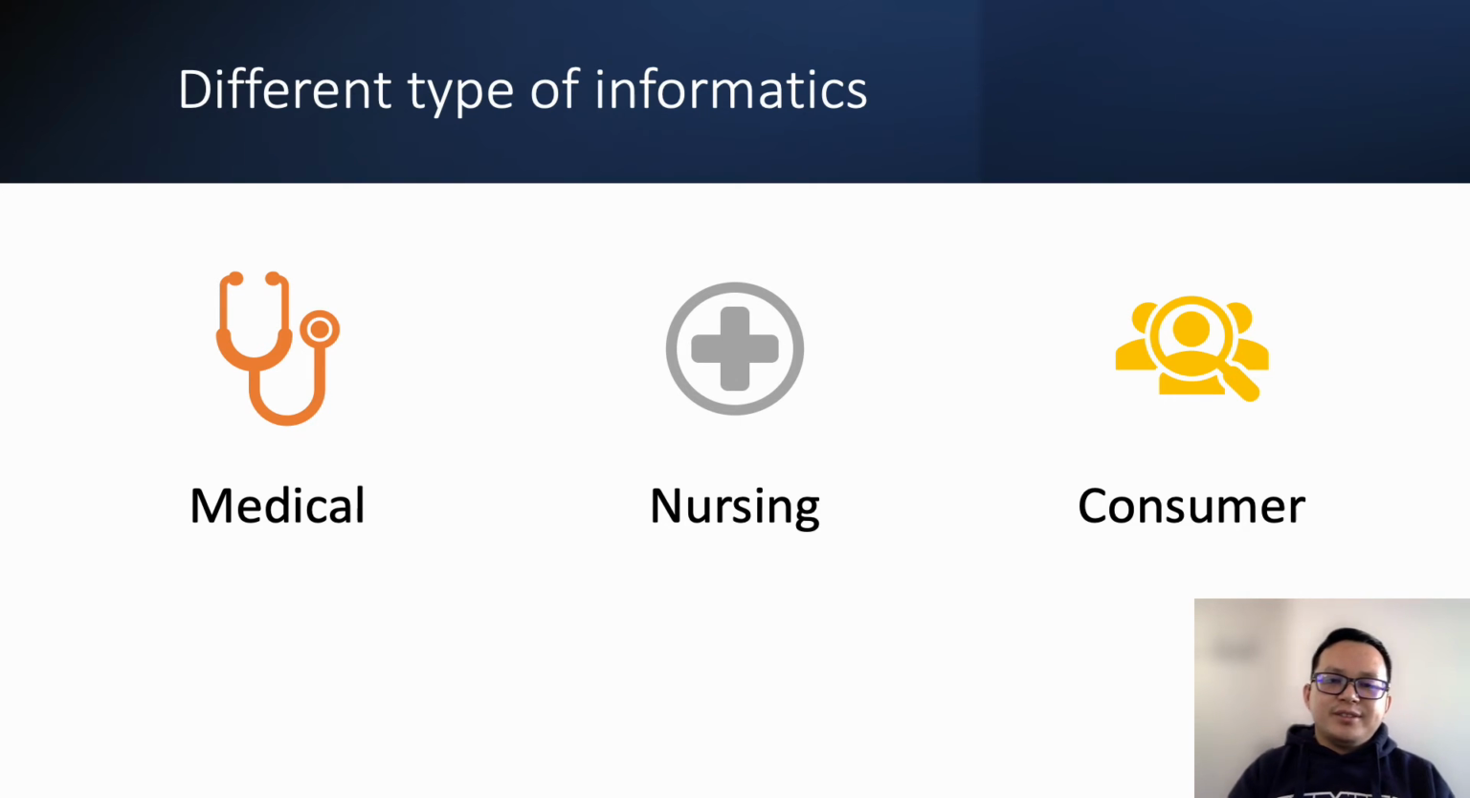The third type of informatics is consumer informatics. According to AMIA 2007, the branch of medical informatics studies the use of electronic information and communication to improve medical outcomes and the healthcare decision process from the consumer's perspective. So medical, nursing, and consumer. So we are in the middle, okay? We study nursing informatics.